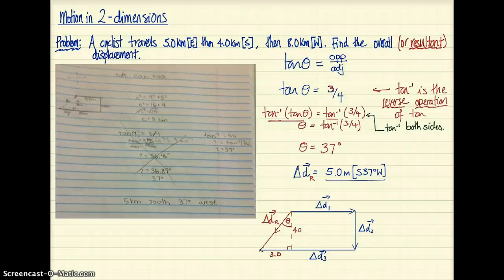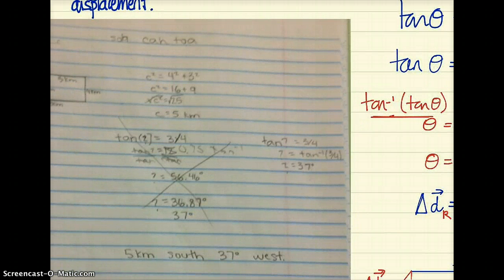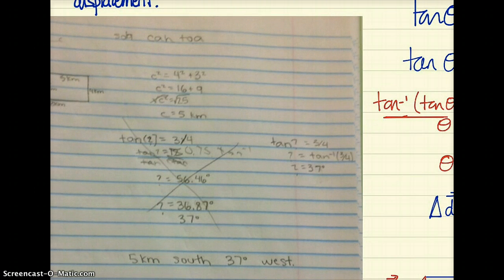What I'm going to do is zoom in on this picture here. And this is a solution from one of your peers in the class. And you can see that there's a diagram over here that sort of shows the displacements joined together. So we've got 5 kilometers east followed by 4 kilometers south followed by 8 kilometers west. Sorry, 5 kilometers east, 8 kilometers west.